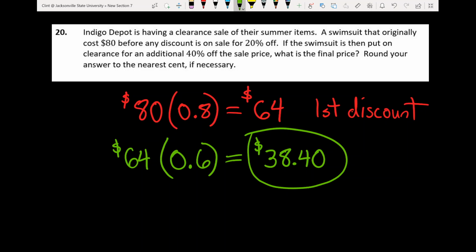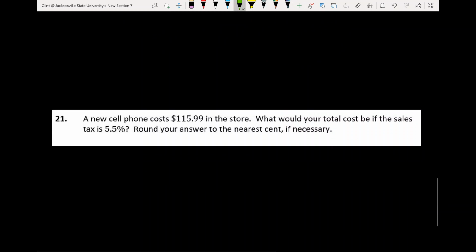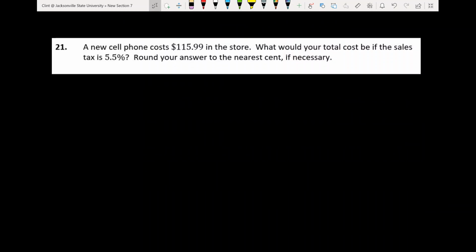Okay, one more. Number 21. Another practical problem. It says a new cell phone costs $115.99 in the store. What would your total cost be if the sales tax is 5.5%? Okay. So the retail price is $115.99.